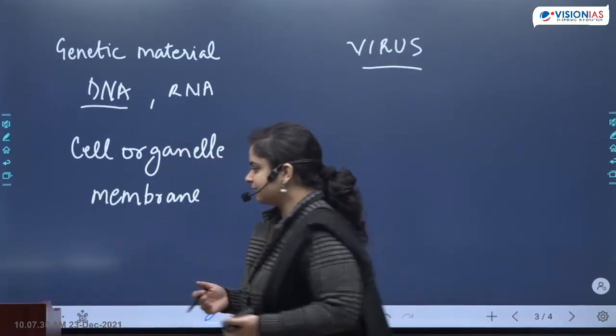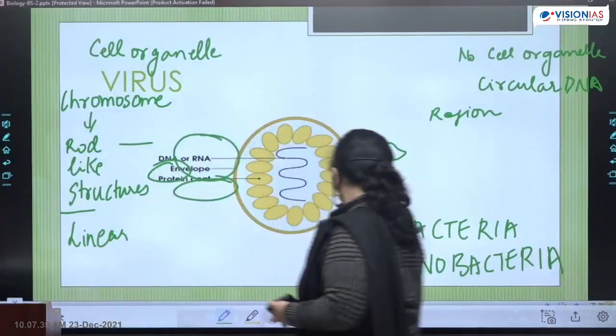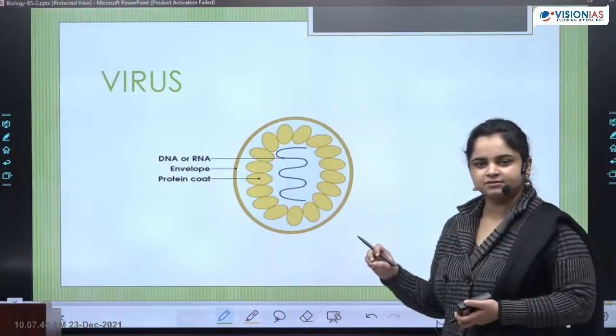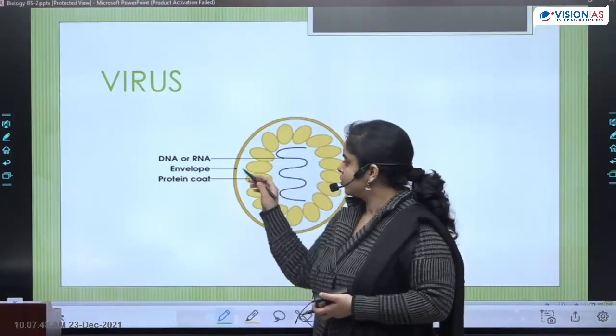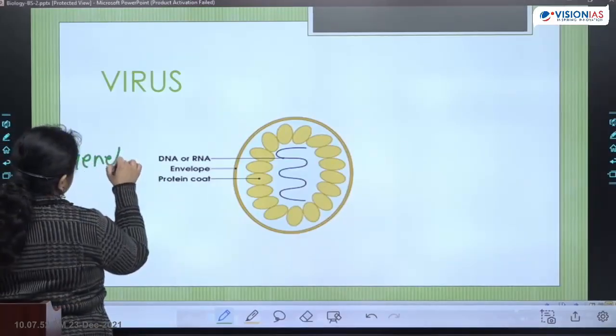How is that happening? This is the structure of the virus. Okay, the virus has its genetic material, which can be, as I have told you, DNA or RNA.